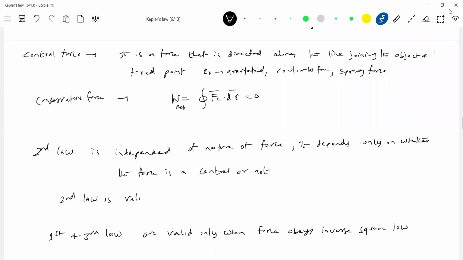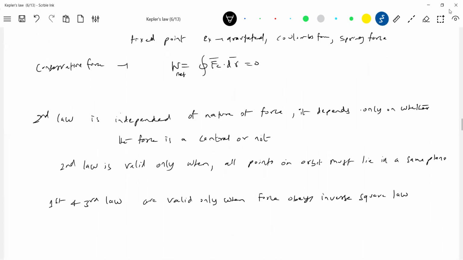Second law is valid only when all points on the orbit must lie in the same plane. What do you mean by the same plane? It cannot shift a plane. If it shifts plane, then torque will become non-zero. If torque is non-zero, then angular momentum will not be conserved. That's the very simplest idea.